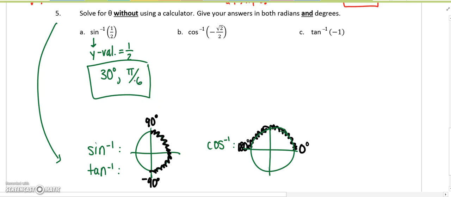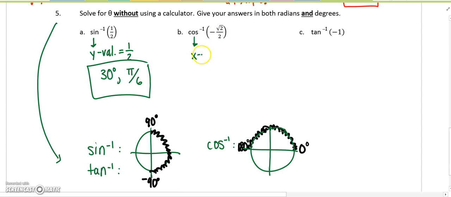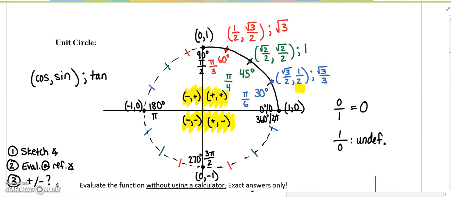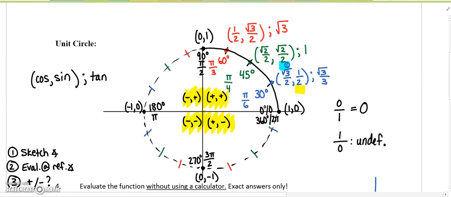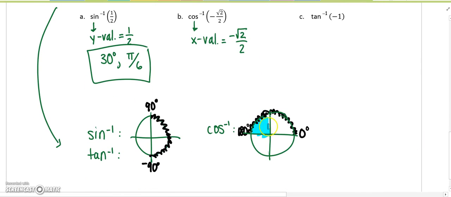Alright, let's try letter B. Letter B is a little harder. Cosine inverse of negative root 2 over 2. So cosine is x. I want an x value that's negative root 2 over 2. Well, if I take a look up here, I can see that I have an x value that is positive root 2 over 2. But negative root 2 over 2, that wouldn't be in quadrant 1. Right? That would be in the other quadrant. Well, for cosine, that other quadrant is quadrant 2.